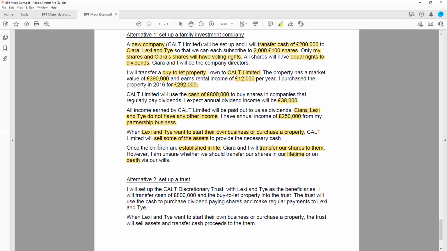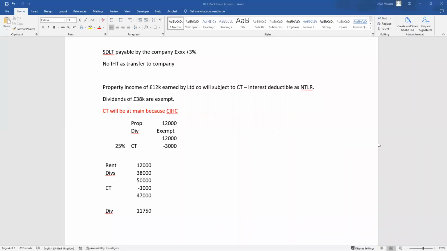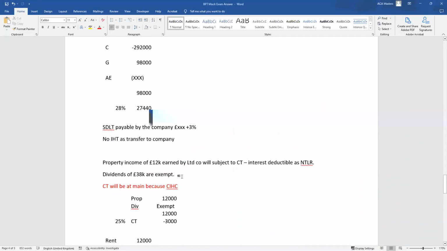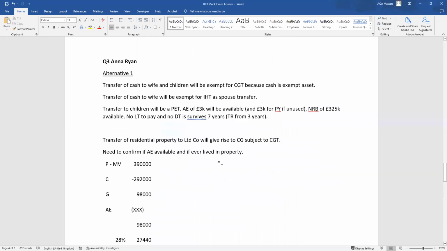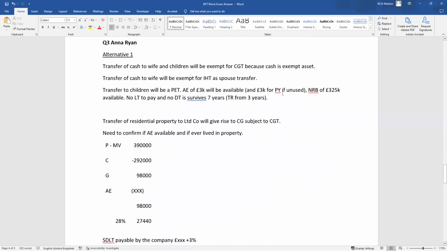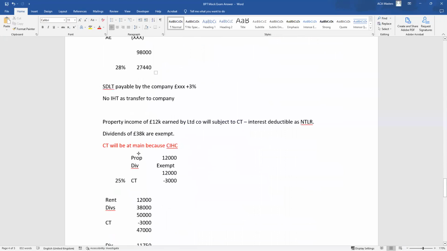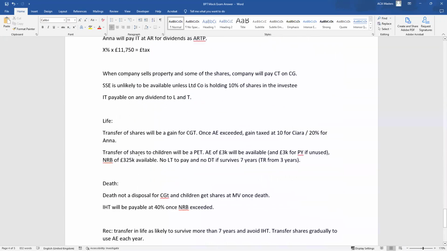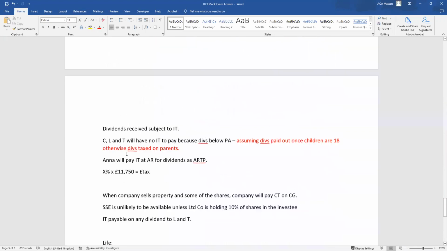And then we briefly had at the end this typical question of, should I transfer my assets in life now, or should I wait and transfer them on death? And you can see that I've used that same exam technique that I always use: short, concise, range of points, covering all of the different taxes, calculating the numbers where I can, but then just picking up marks every time.